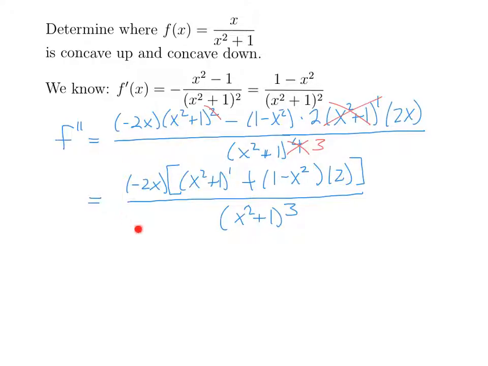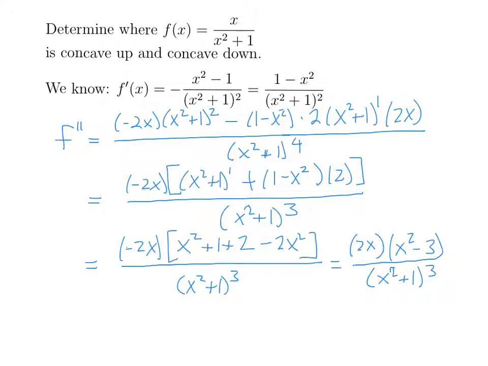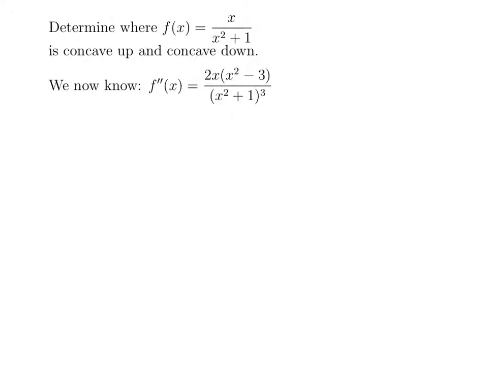All of which leads us to this slightly simpler equation, which just gets neater when you work through what's inside those square brackets, and you finally end up with 2x times the quantity x squared minus 3 over the quantity x squared plus 1 cubed. Now that we have a nice expression for the second derivative, we need to use it to figure out what the critical points are for the second derivative and then determine where our function's concave up and where it's concave down.